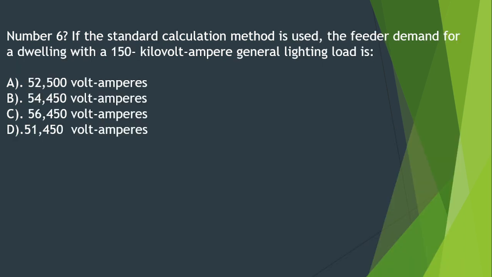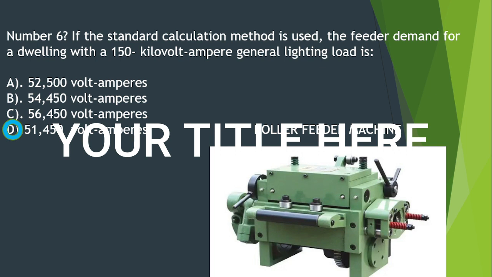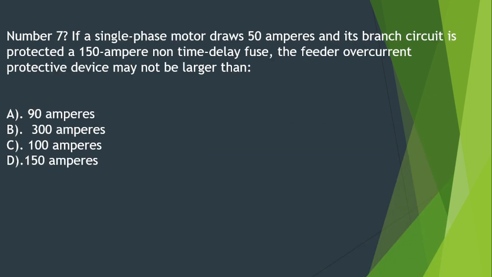Number 6. If the standard calculation method is used, the feeder demand for a dwelling with a 150 kilovolt ampere general lighting load is A. 52,500 volt amperes, B. 54,450 volt amperes, C. 56,450 volt amperes, D. 51,450 volt amperes. The answer is D. 51,450 volt amperes.